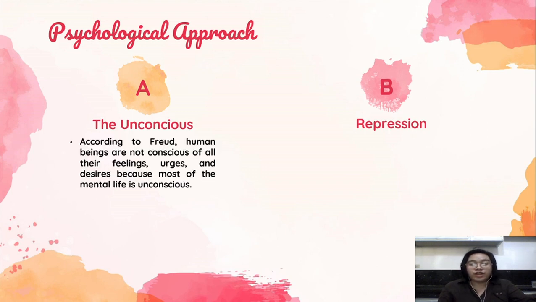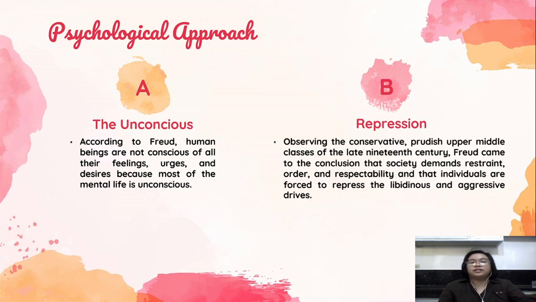So according to Freud, human beings are not conscious of all their feelings, urges, and desires because most of mental life is unconscious. So according to him, the human mind entails a small conscious portion and a vast unconscious portion. So he argued that humans are not conscious of their feelings and desires. Next, the idea of repression.